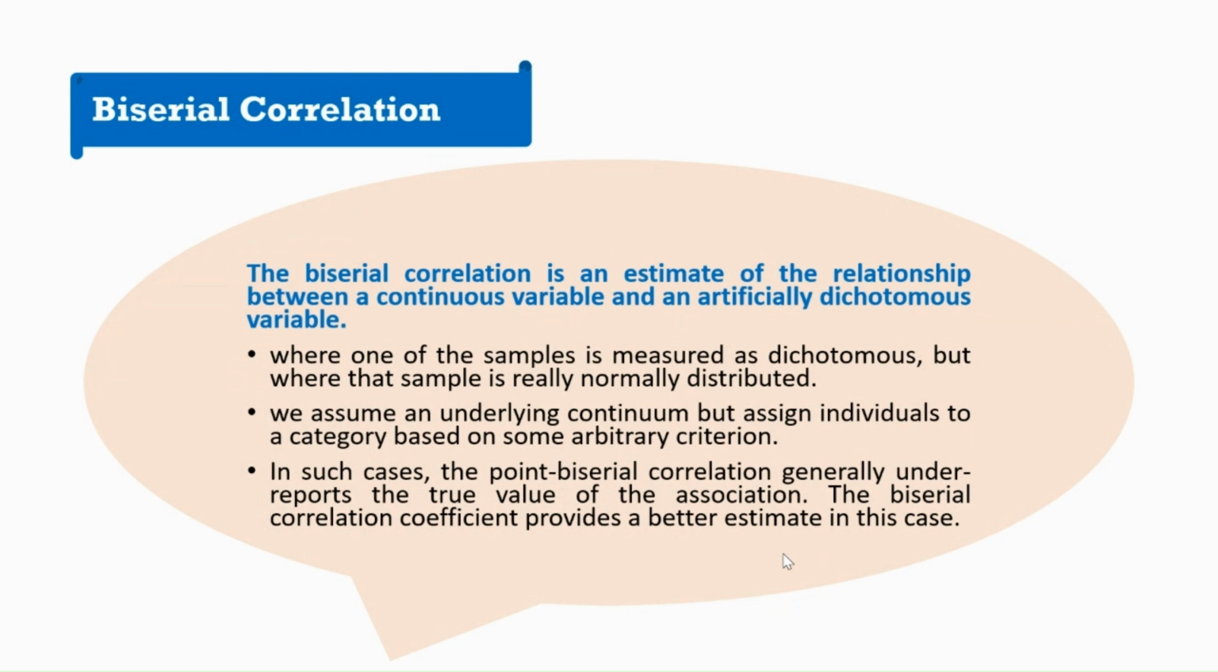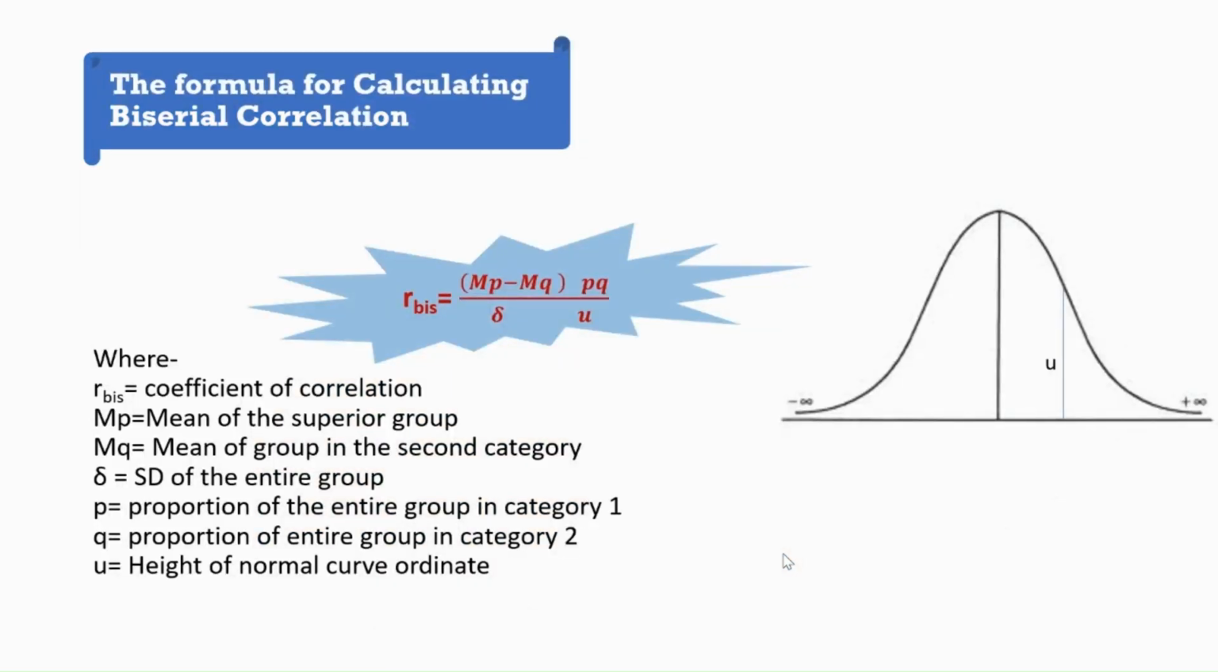In such cases, point biserial correlation is not appropriate, because in such cases where we artificially made the dichotomy, point biserial underreports the true value of the association. The biserial correlation coefficient provides a better estimate in this case. If we artificially made the dichotomous, then the biserial correlation coefficient provides a better estimate of the correlation coefficient, or the strength of the association between two variables.